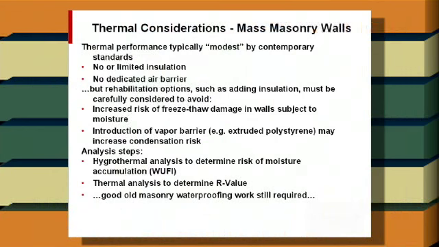To summarize, thermal considerations for mass masonry walls. Thermal performance is typically modest by contemporary standards, but rehabilitation options such as adding insulation must be considered carefully to avoid increased risk of freeze thaw damage. Right? And particularly introduction of the vapor barrier may increase the condensation risk. You can use hygrothermal analysis to determine the risk of moisture accumulation, thermal analysis to look at the R value, but lastly, you can read this, but good old masonry waterproofing work is still required. Try to keep the water out.